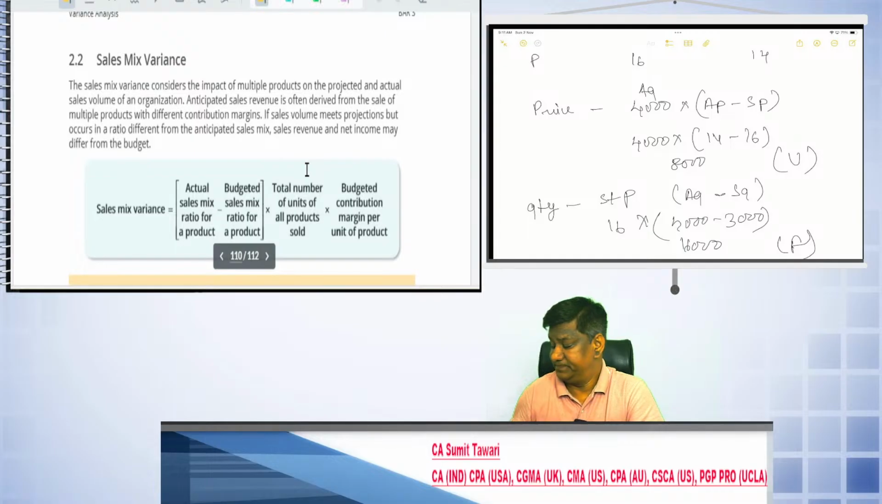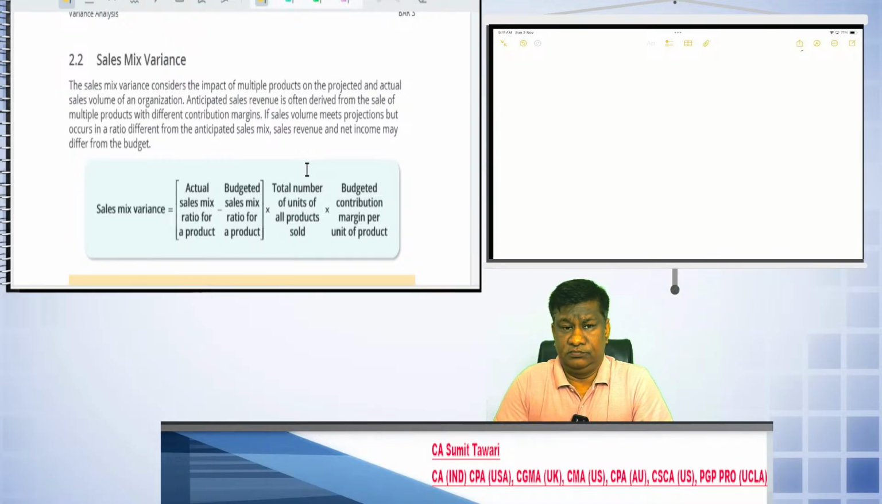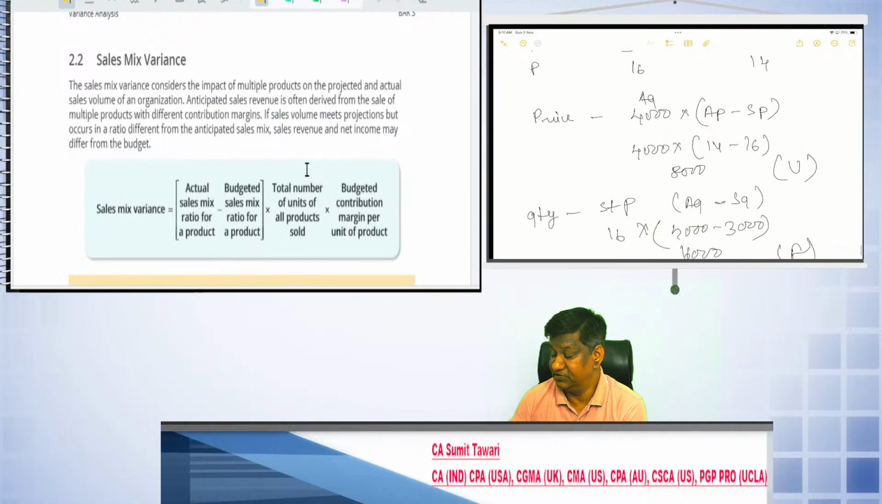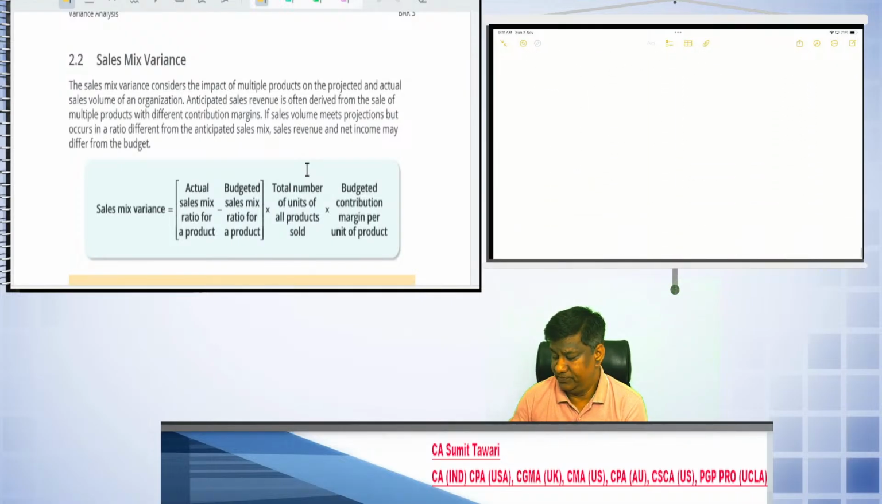Any doubt here? Now again we come to a more complex concept. So if you have any doubt in a previous concept, please discuss. Okay. Now mix variances.